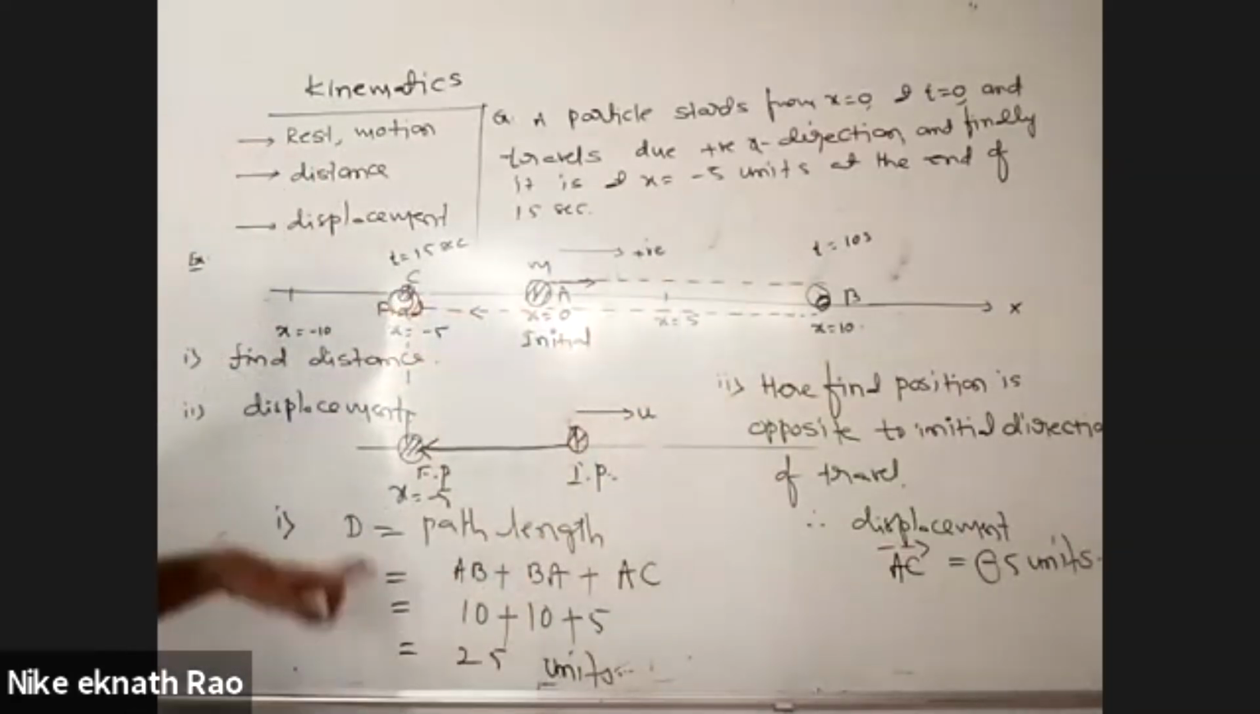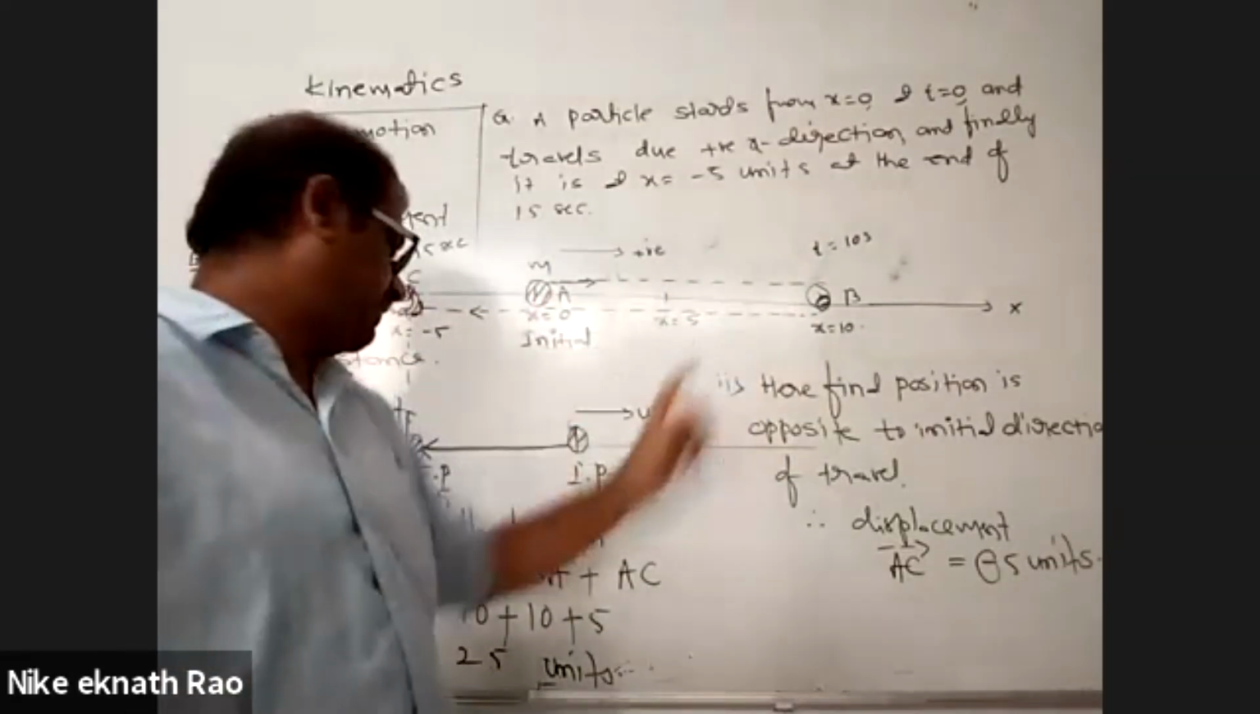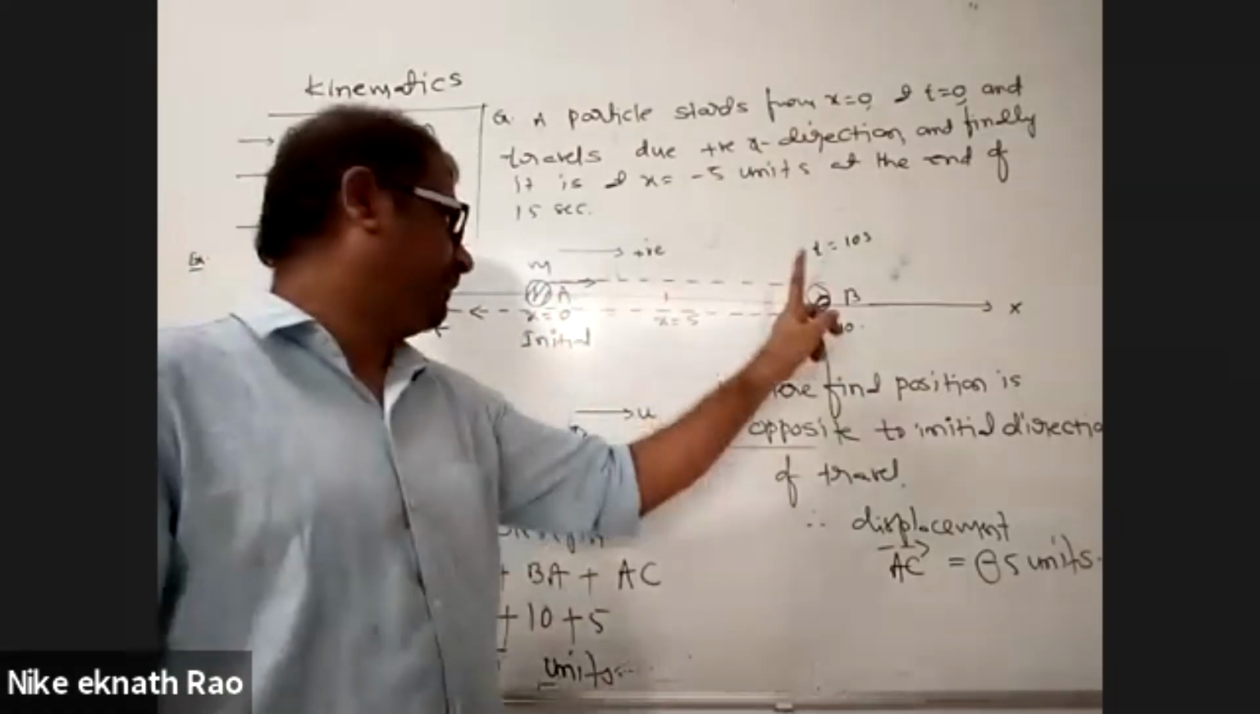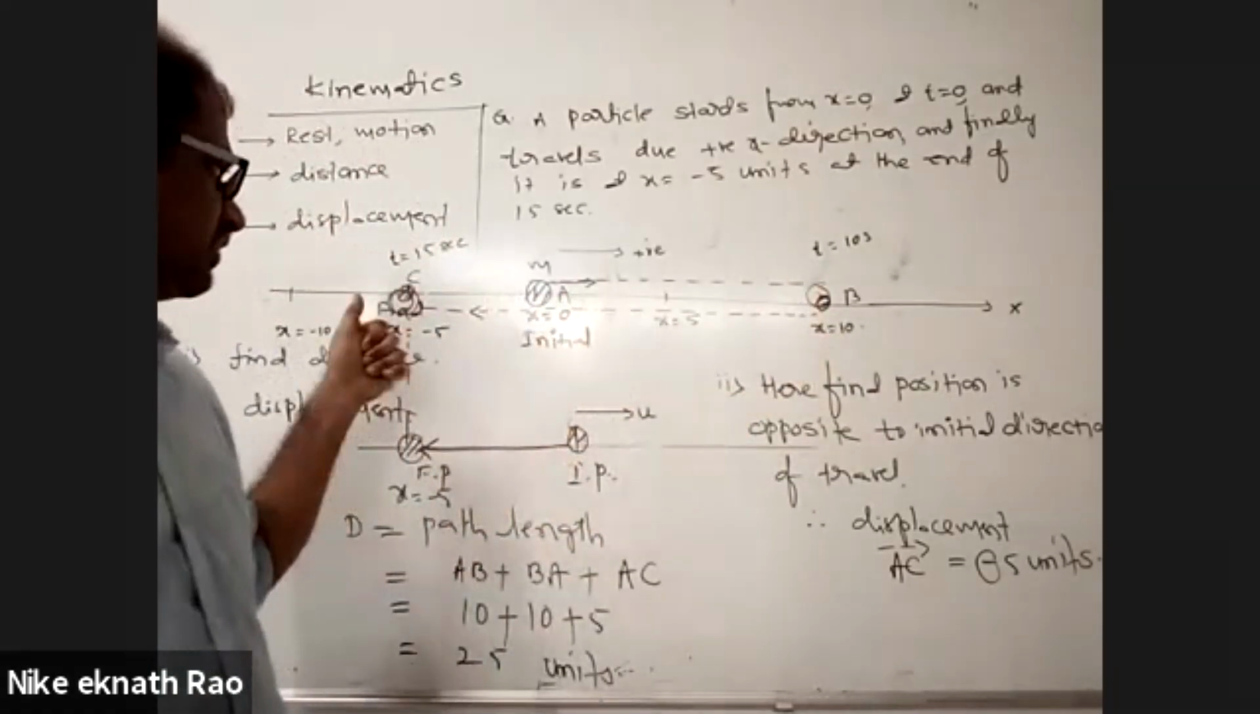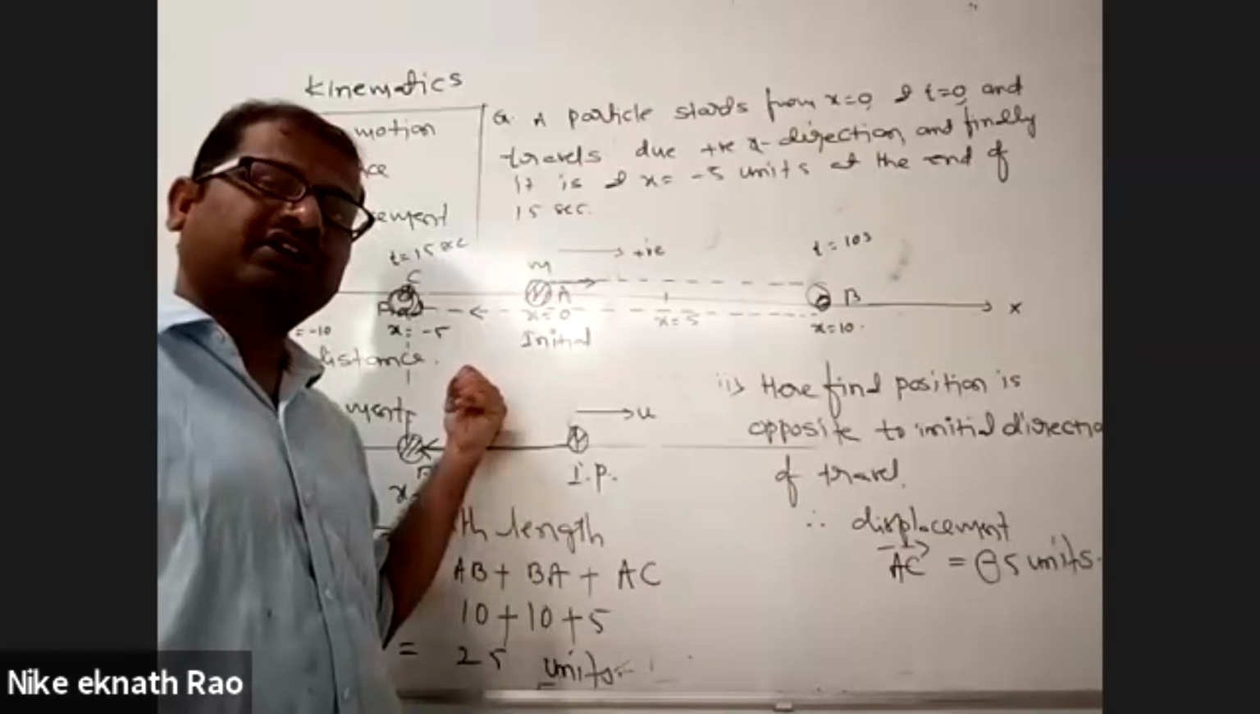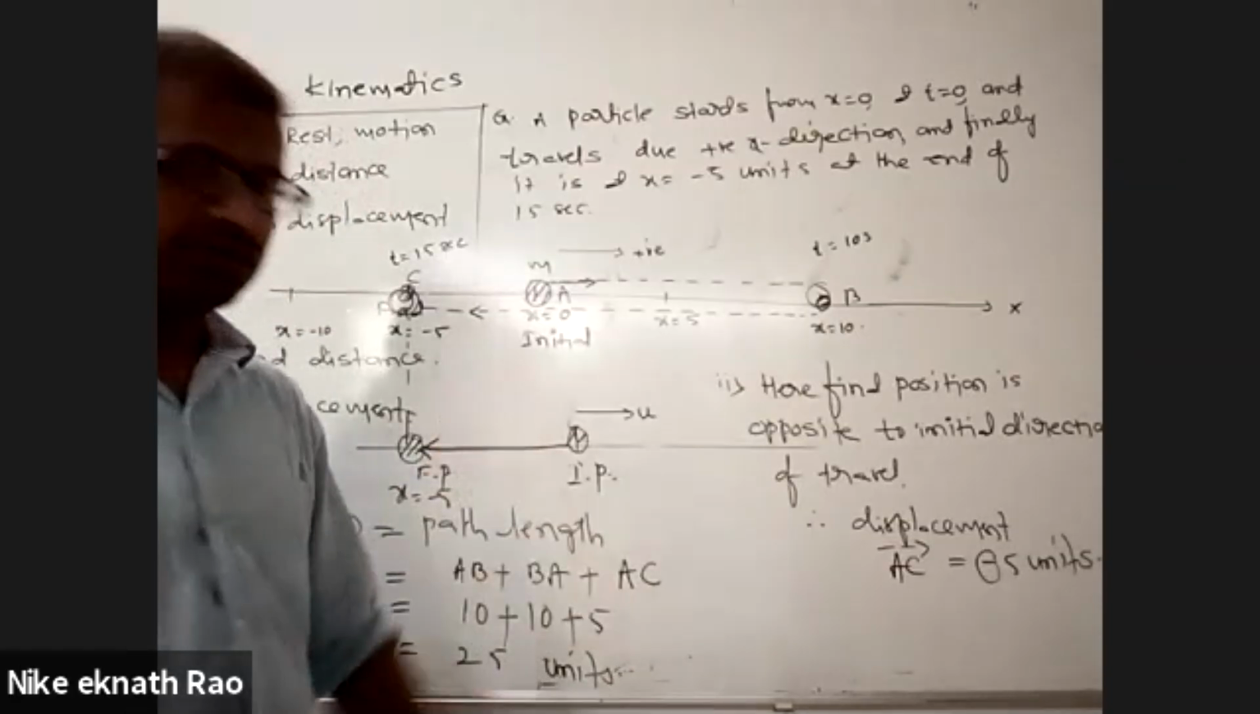Now coming to distance. Distance is simply path length. So the path length from A to B, B to A, again A to C, should not be taken as negative, because distance should not be negative. This is how you have to answer.